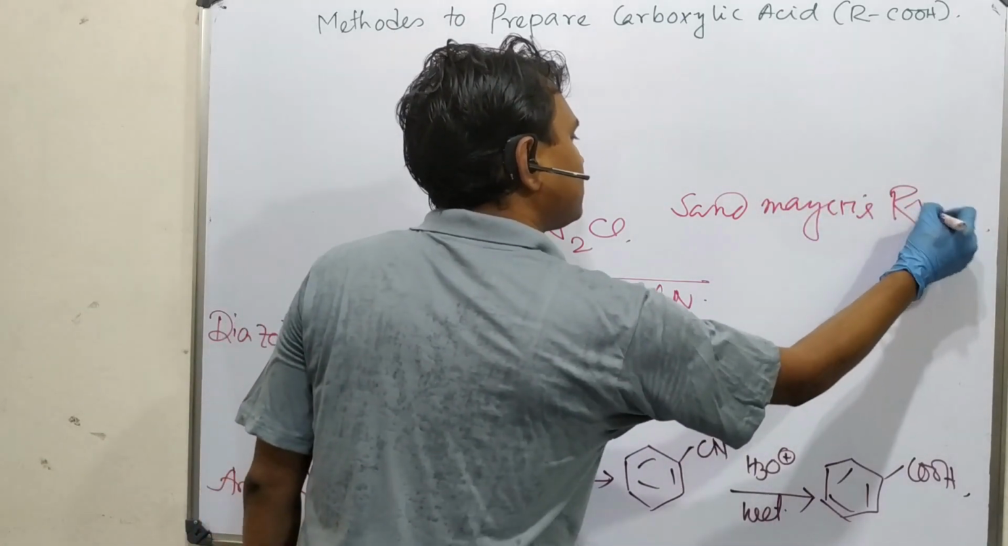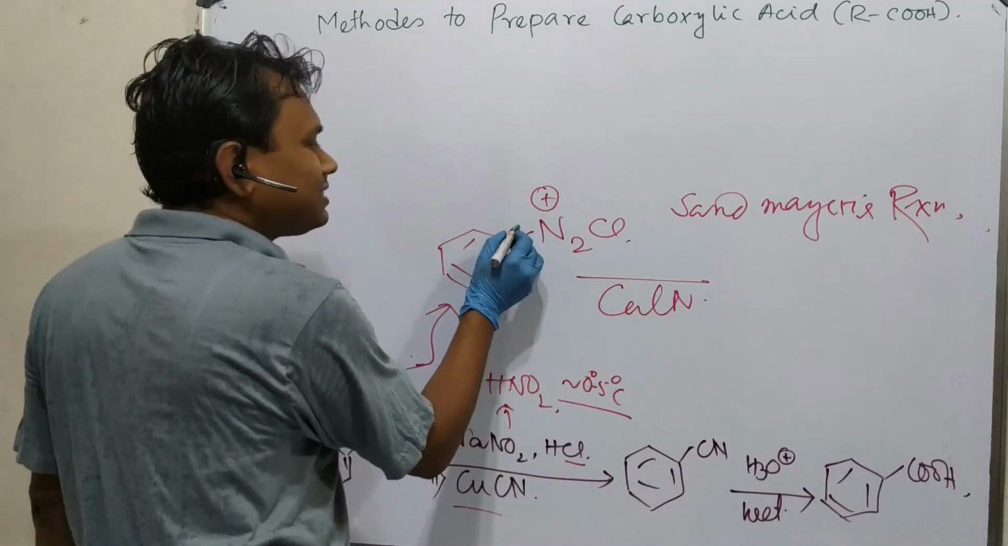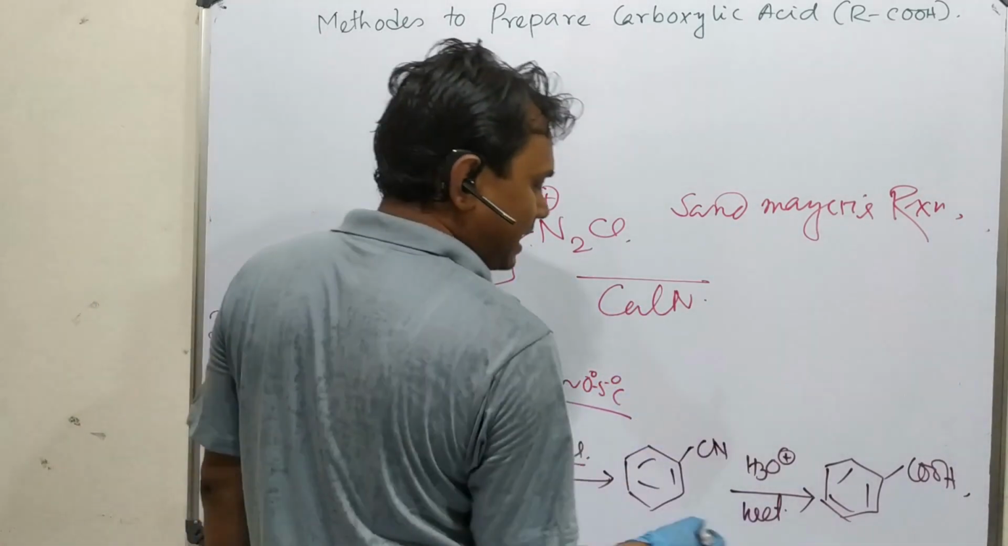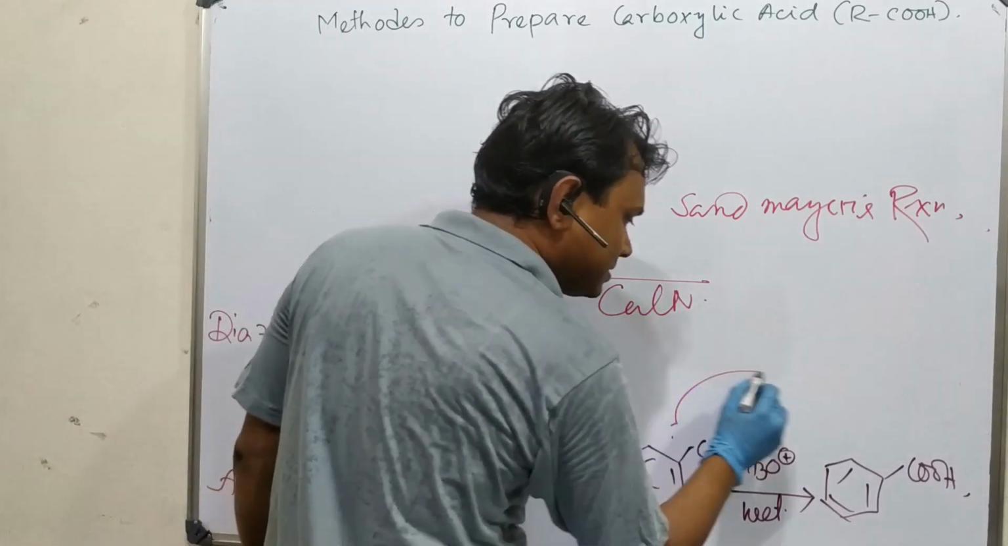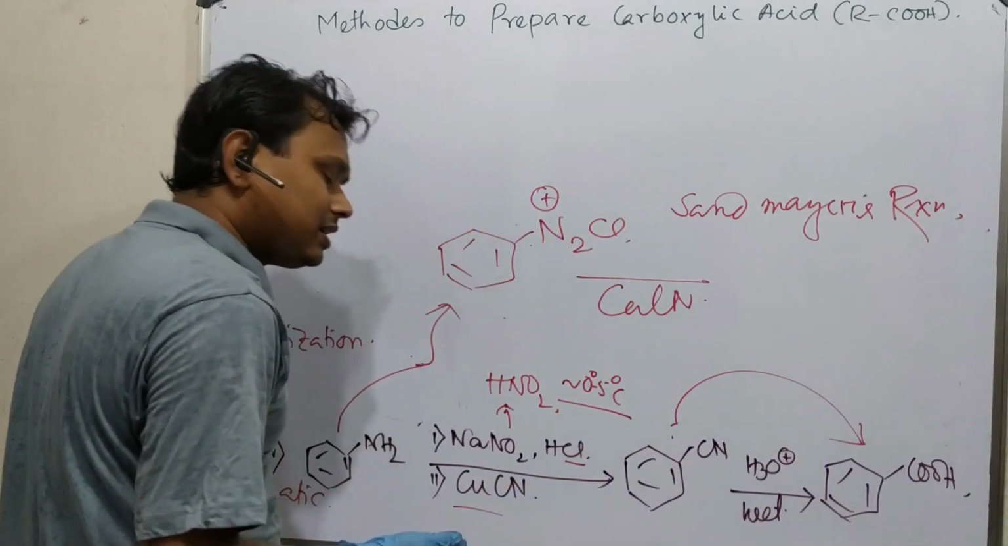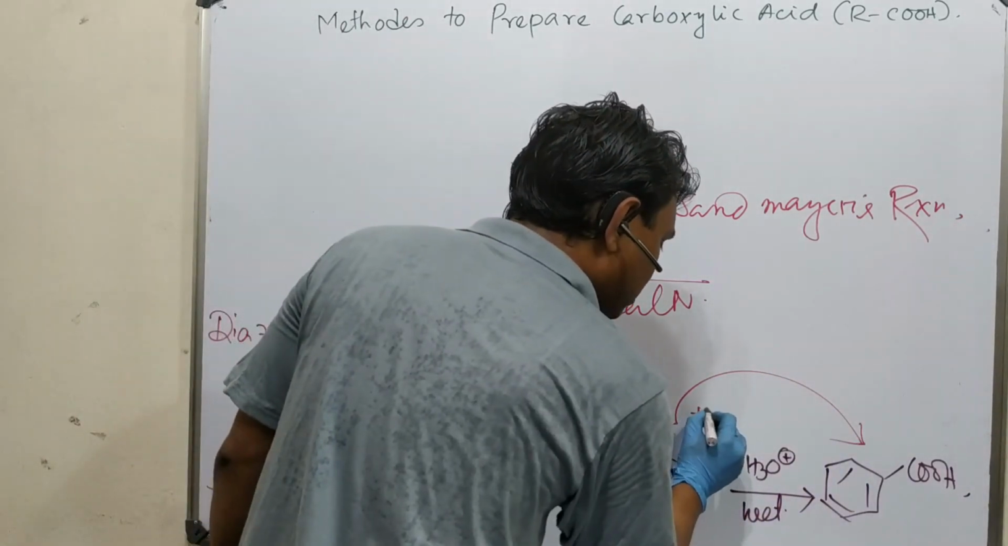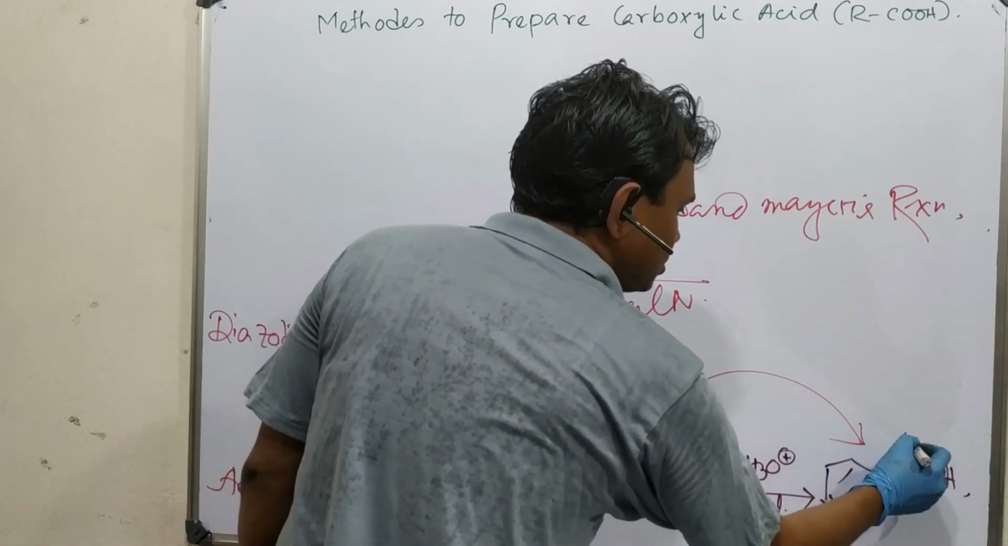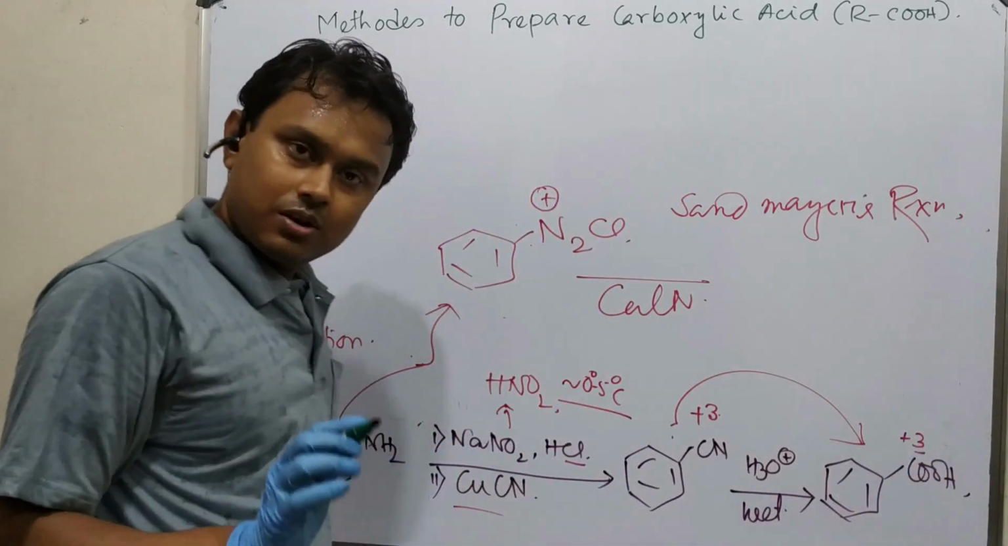Sandmeyer's reaction. So what happens? The cyanide gets attached. The next step is the hydrolysis of the cyanide. Hydrolysis of that, because this is also a +3 oxidation state. This is simple hydrolysis.